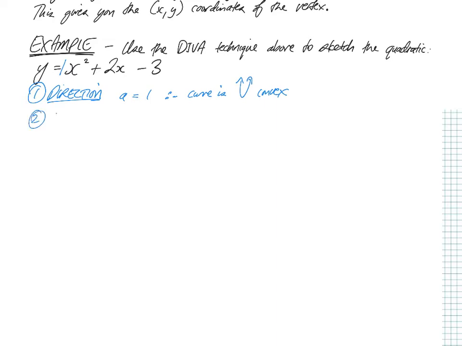2, intercepts. Start with the y-intercept first, because that's easier, as it requires substitution only. The y-intercept happens when x is 0, so substitute 0 wherever the x is. That's 2 lots of 0, take 3. 0 plus 0, take 3.